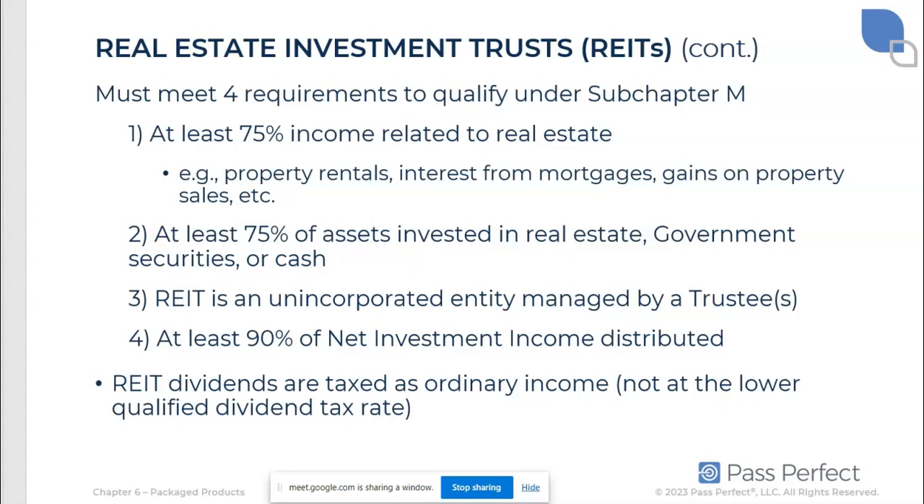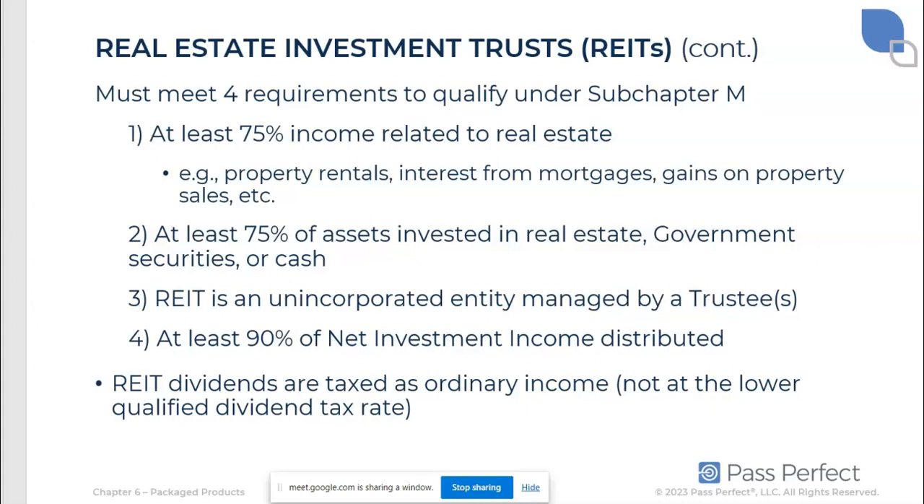To qualify under Subchapter M of the tax code, where they only have to pay taxes on the 10% that they retain, a minimum of 75% of the income has to come from real estate.